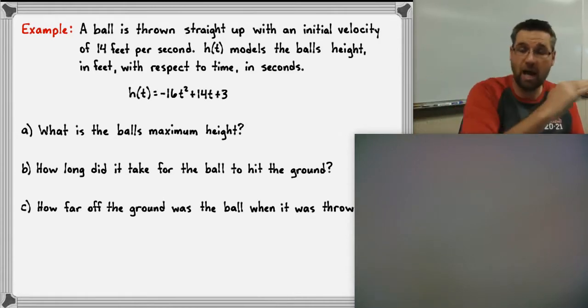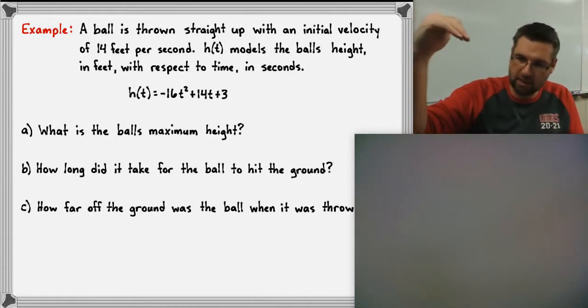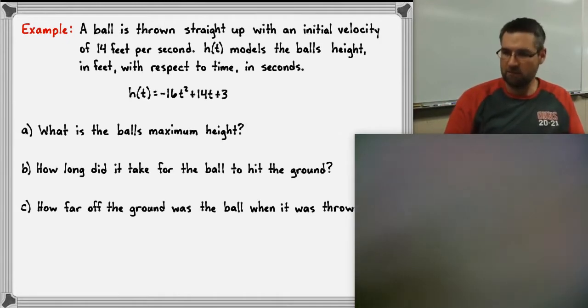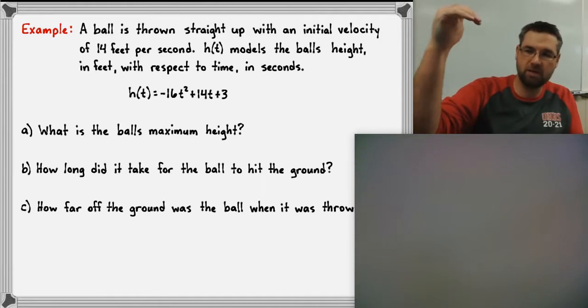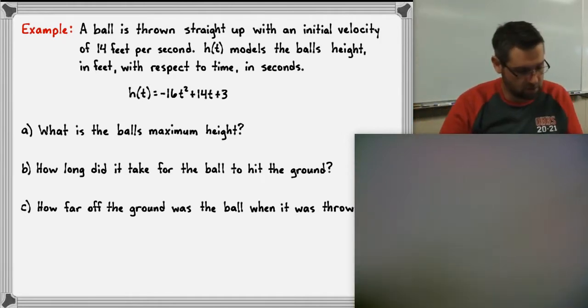Why can't it just keep going up? What is the force that causes it to come back down? Well, that's obvious, right? It's gravity. Gravity is the force that causes the object to fall back to Earth.